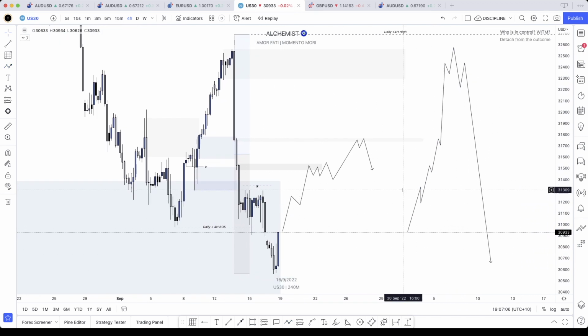So let's see how the price develops throughout the week, and I'll be looking forward to seeing how this outlook was when we look back next week.